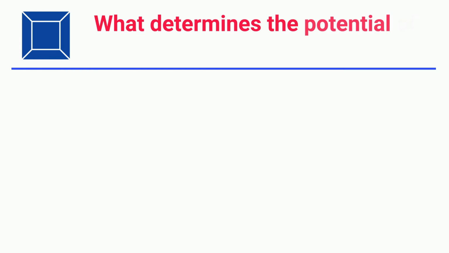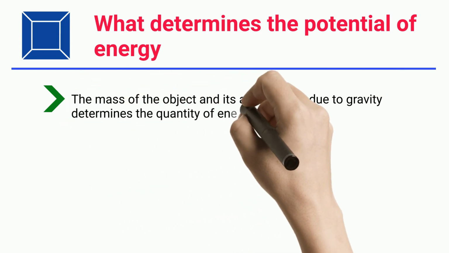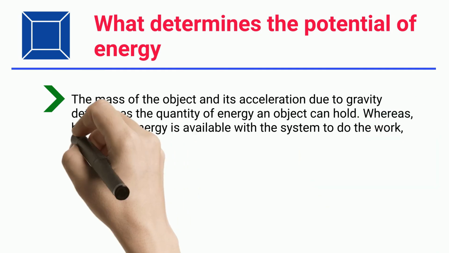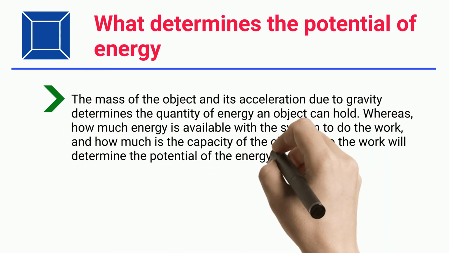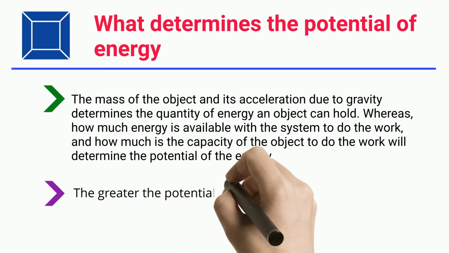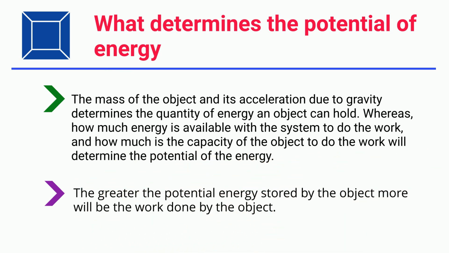What determines the potential of energy? The mass of the object and its acceleration due to gravity determines the quantity of energy an object can hold. Whereas, how much energy is available with the system to do the work, and how much is the capacity of the object to do the work will determine the potential of the energy. The greater the potential energy stored by the object, the more will be the work done by the object.